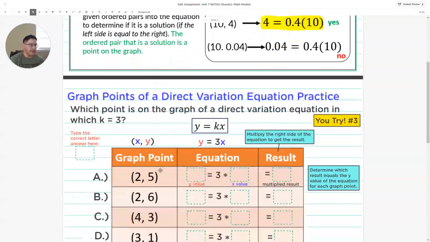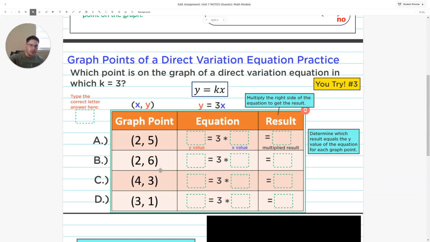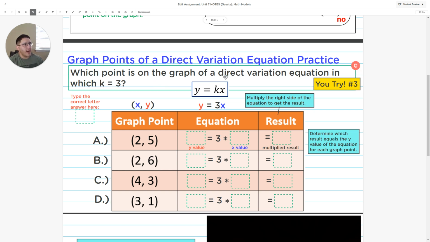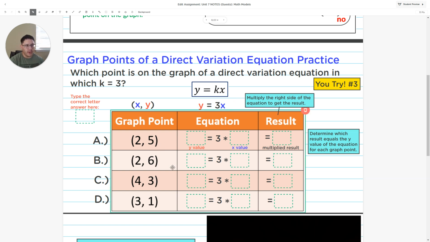All right, that's it for this example. You try number 3. We have something that's similar to it. Which point is on the graph of a direct variation equation in which k is equal to 3? So if k is equal to 3, from this equation right here, you have y equals 3x. Using that equation, you're going to test each of these points to see if they equal the same number.